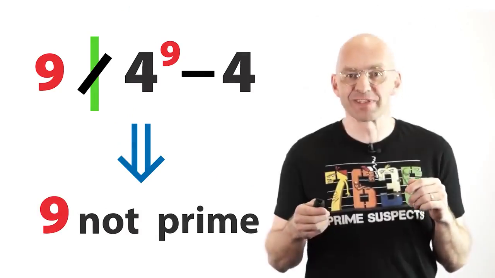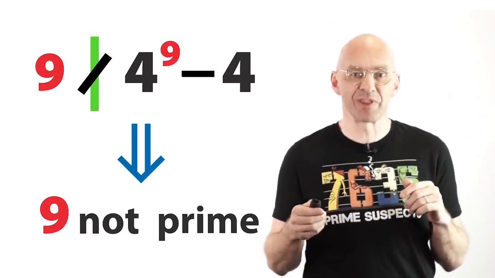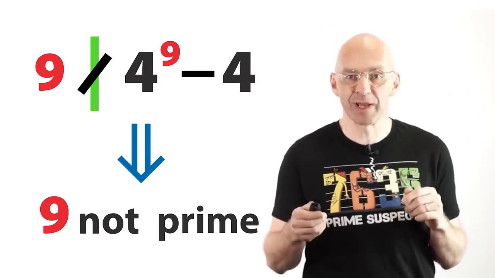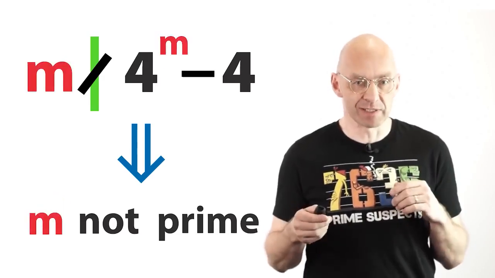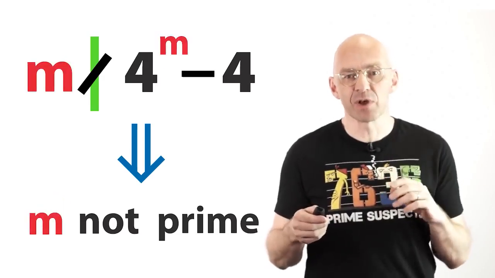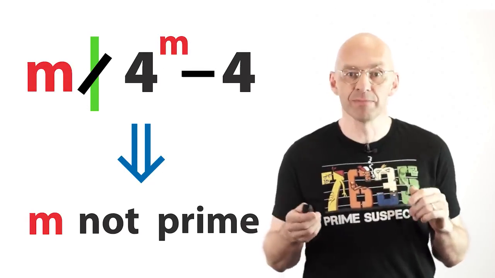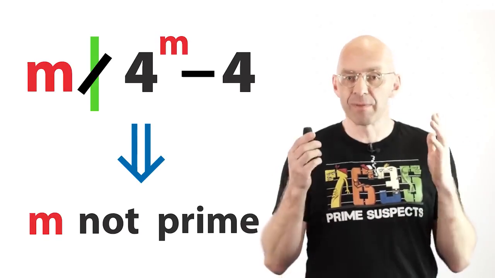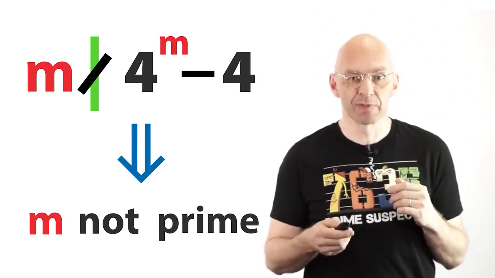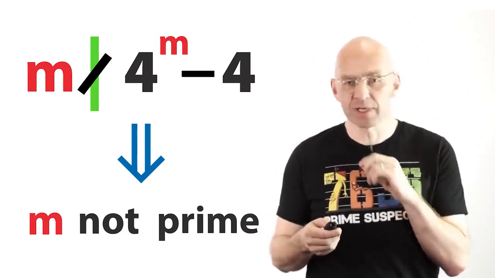However, what this suggests is that we can investigate whether or not some mystery number m is prime by swapping m for 9 and checking for divisibility. And if the difference on the right is not divisible by m, then m is definitely not prime. On the other hand, what if the difference on the right is divisible by m? Does this guarantee that m is prime?